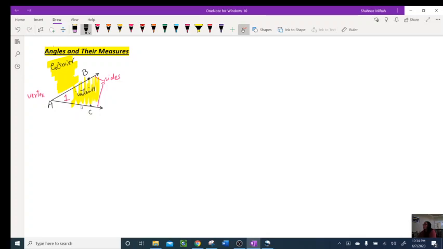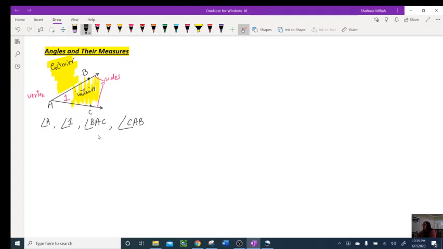If I want to name these angles, I would say angle A, I would say angle 1, I would say angle BAC, and I would say angle CAB. A has to be in the middle, and you can tell A is in the middle. So this is supposed to be going in this order. Okay.